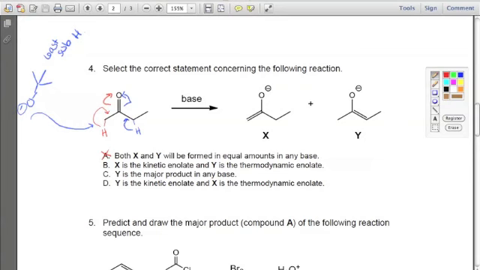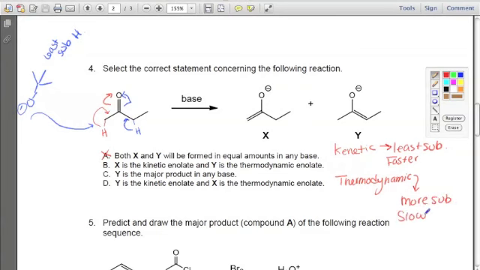So X is a kinetic enolate and Y is a thermodynamic enolate. So let's just talk really quickly about kinetic and thermodynamic. So kinetic enolate is usually the least substituted, and it's formed faster. The thermodynamic is more substituted. It goes a little bit slower, but it's the most stable.